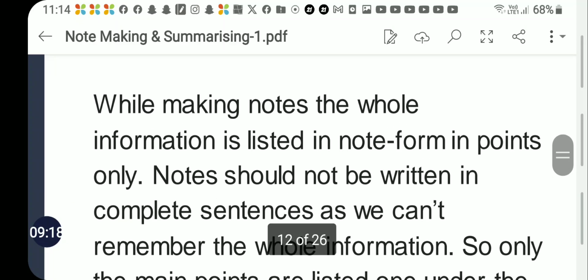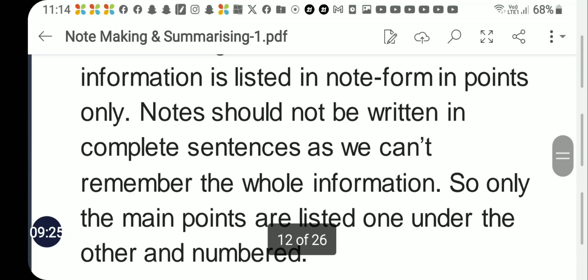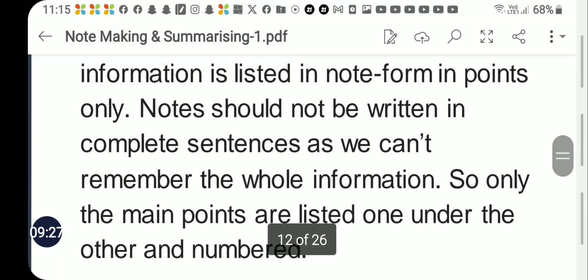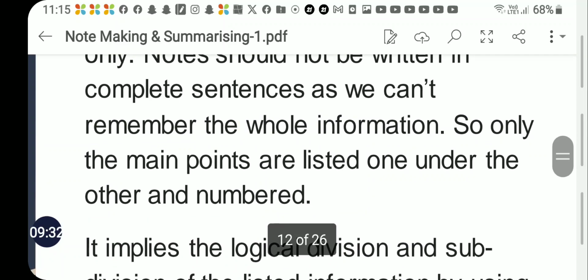And while making notes, the whole information is listed in note form in points only. Notes should not be written in complete sentences, as we can't remember the whole information, so only the main points are listed one under the other and numbered. So when we talk about note making, it's not about elaborating it to such an extent that the information becomes monotonous and you're not able to grasp the entire crux of it.